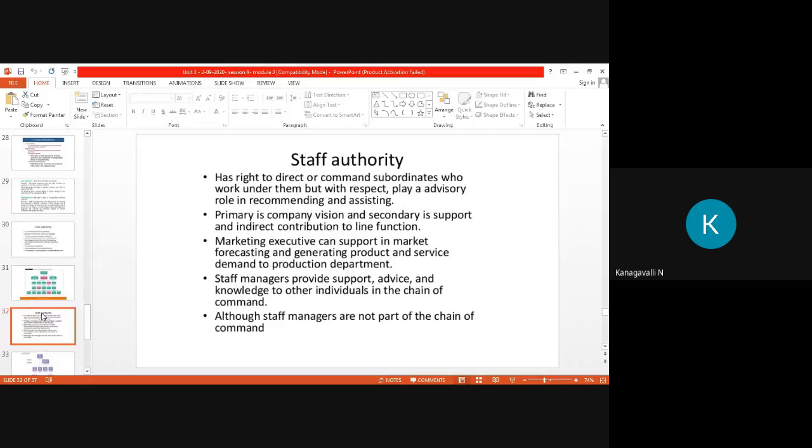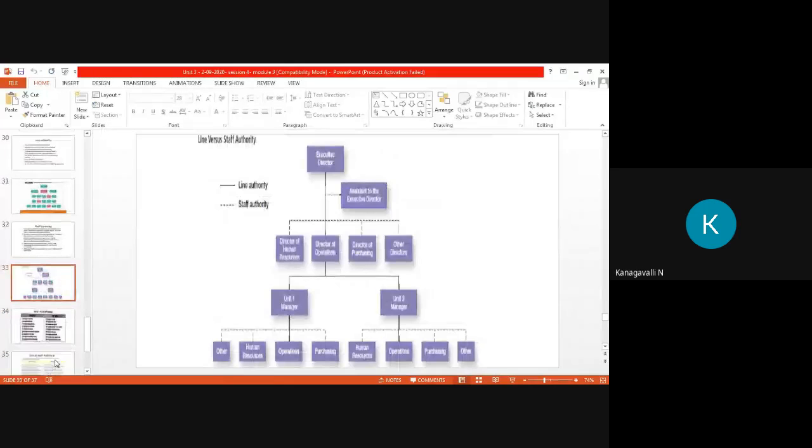Then a marketing executive can support in market forecasting and generating product and service. The staff managers provide support, advice and knowledge to other individuals in the chain of command. Although the staff managers are not part of the chain of command, right? So these are the staff authority.